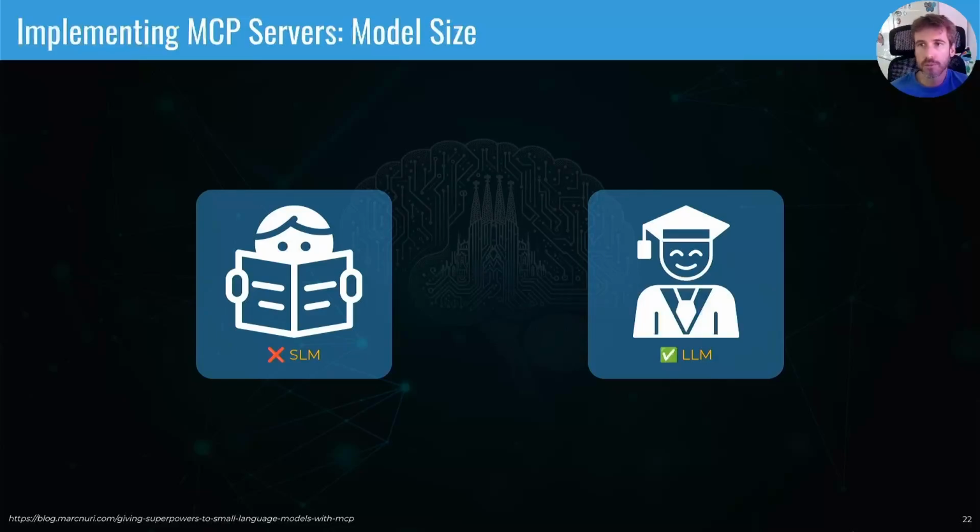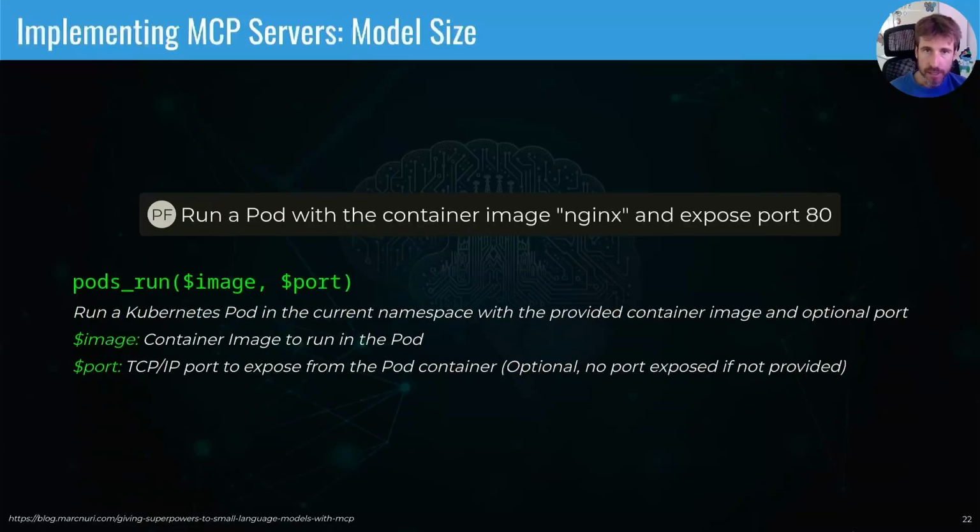However, the smaller language model doesn't have the knowledge embedded in the model, so it's not able to perform this task using this provided function. Let's say, however, that we have this same prompt, run a pod with the container image nginx and expose port 80. However, now my MCP server exposes this other tool, pods run, which accepts two parameters, the image and the port. And this is the description.